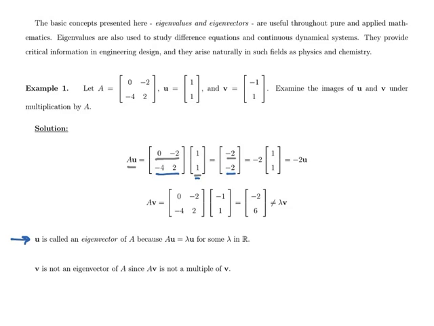Opposed to that, we have Av. When we do that multiplication, we're left with -2, 6, and that is not a multiple of v, v being -1, 1. If it were a multiple, it would have to be times 2, because -1 times 2 is -2, but it doesn't work for the second entry. So therefore, we say v is not an eigenvector of A, since Av is not a multiple of v.